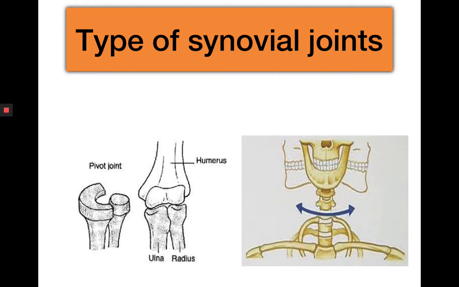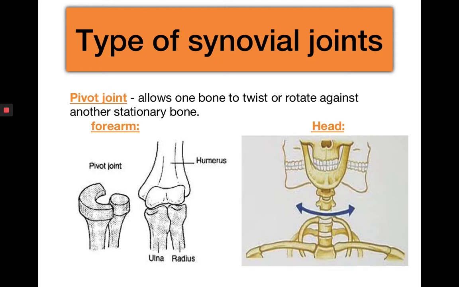And then we have another one on the right, in our head. So our top two vertebrae in the spinal column, one sits into the head, and that will spin or twist around the second bone of the vertebral column, so the C1 and C2. This allows one bone to twist or rotate against another stationary bone. So like I say, in the forearm between the radius and the ulna, the radio-ulnar joint, that will turn our palms down or up. We can do that, or we can look left and right with our head.